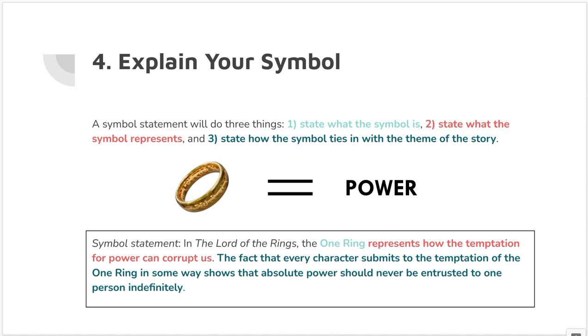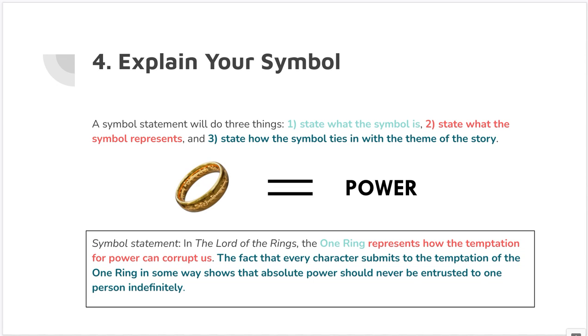So if I were to use the one ring from the Lord of the Rings, if I were to say that the one ring represents power, this would be how my symbol statement would work out. I would say, in the Lord of the Rings, the one ring represents how the temptation for power can corrupt us. The fact that every character submits to the temptation of the one ring in some way shows that absolute power should never be entrusted to one person indefinitely. So that last statement there is my theme.